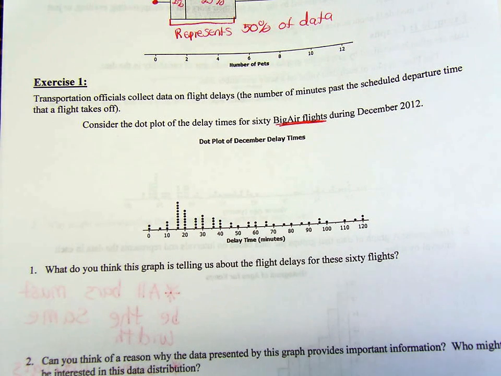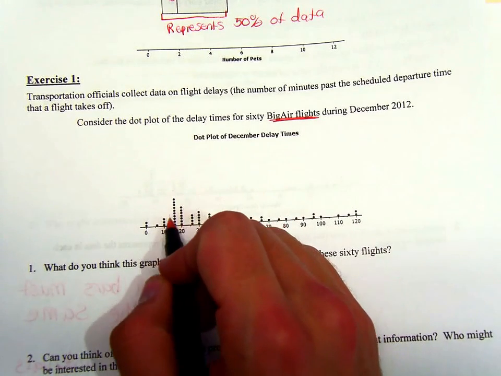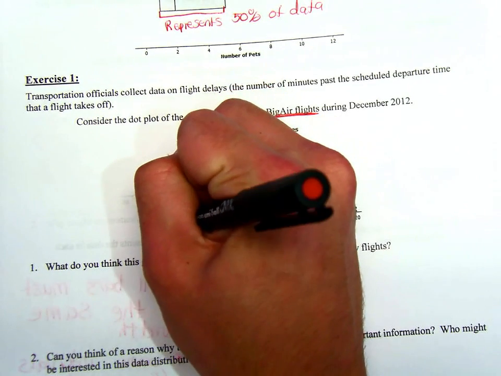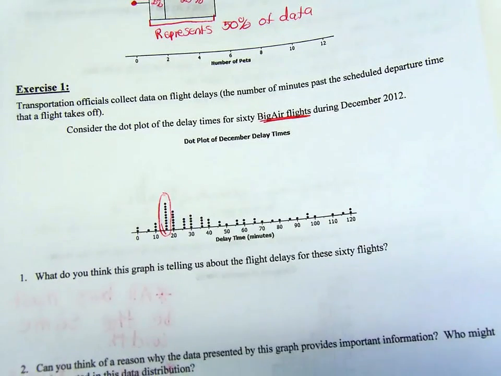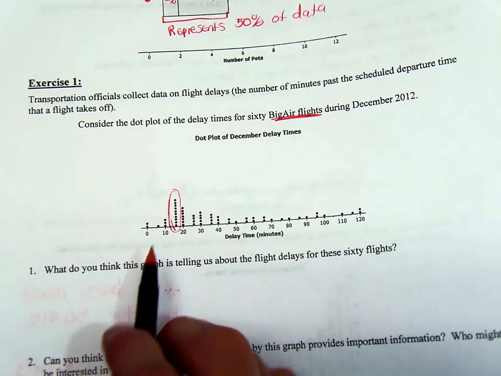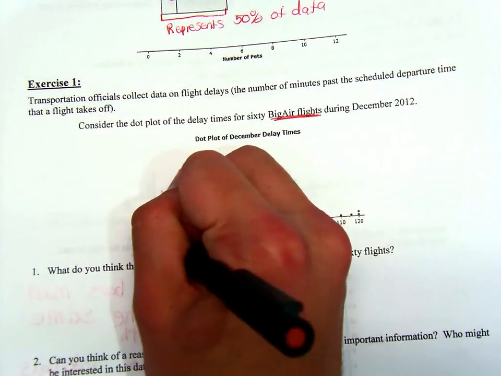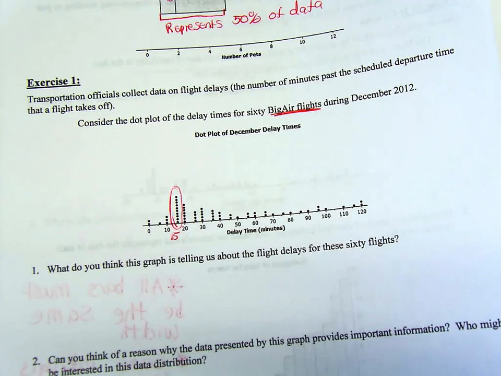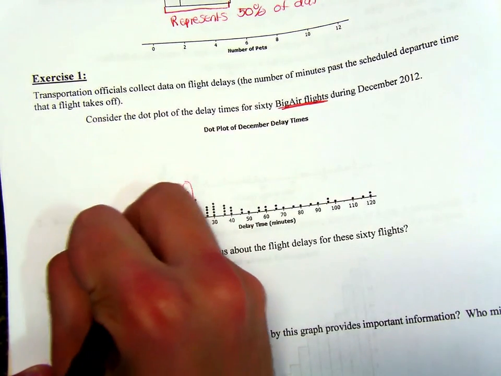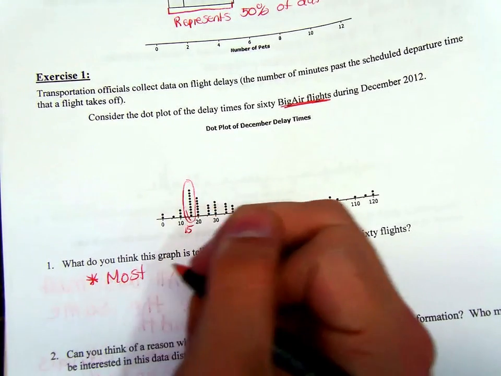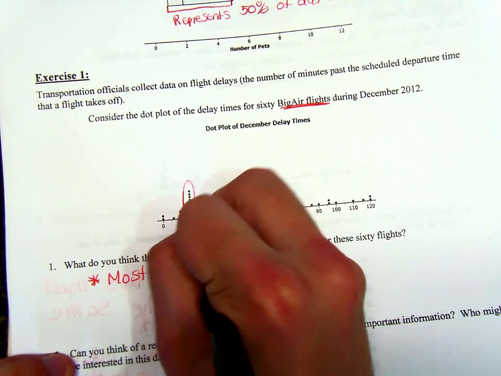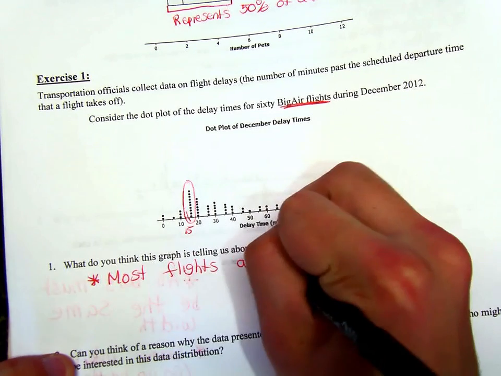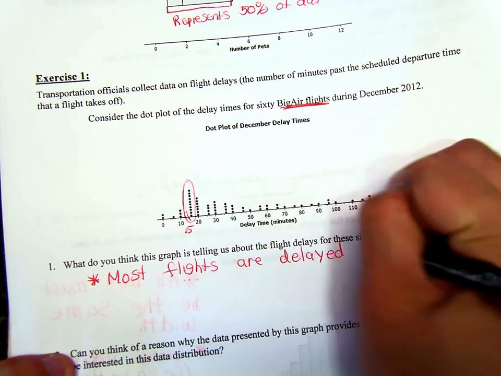So we have to look to see what time in minutes is the most amount of delay time. If we look at this section right here, it is the one that has the most delay times, and that would be at about 15, because it's halfway between 10 and 20. So what could that tell us? That would tell us that most flights are delayed 15 minutes.